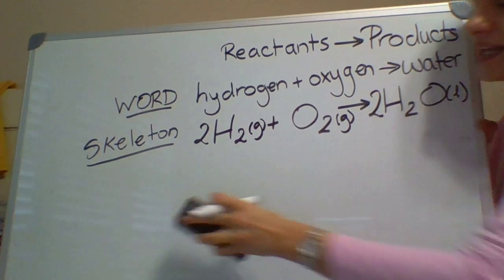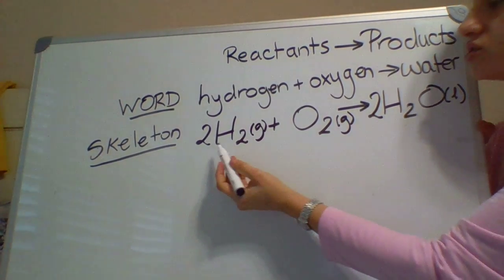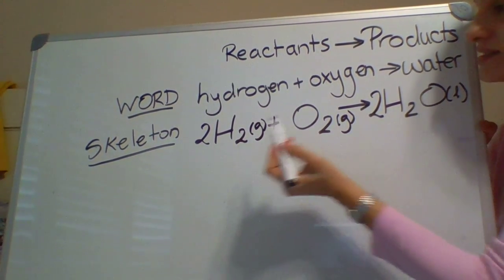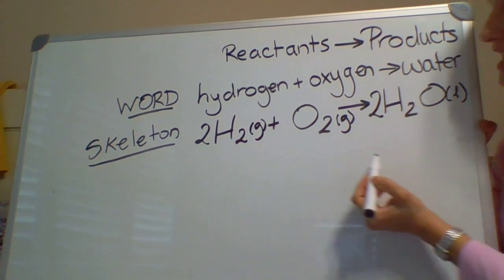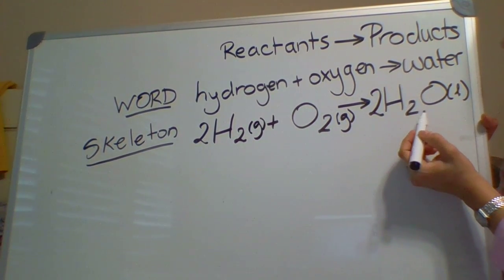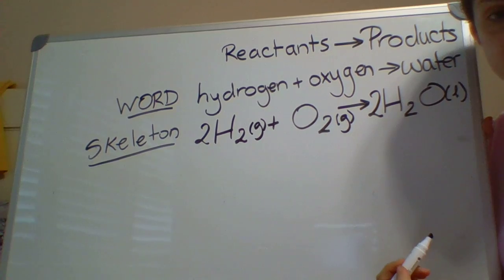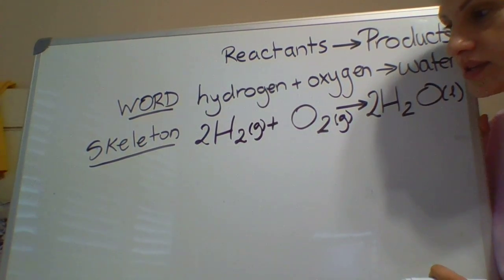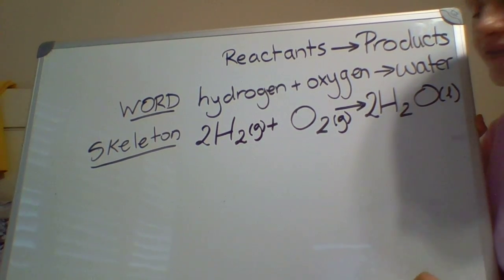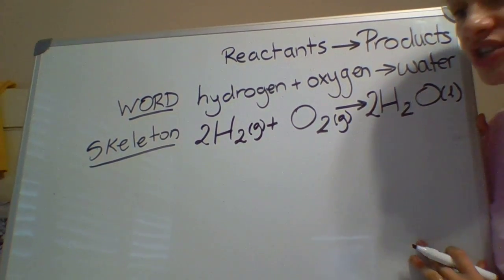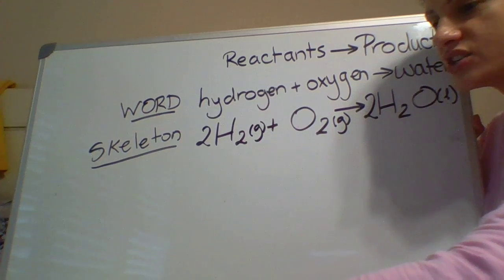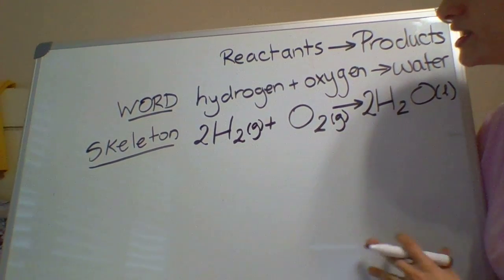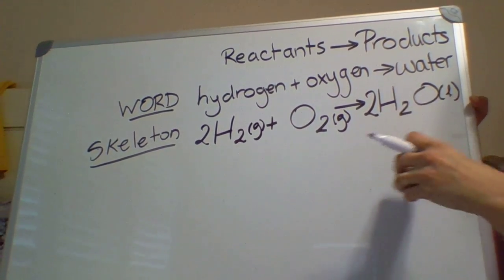So our complete equation would look like 2 hydrogen gas plus oxygen gas gives us 2 water molecules. That is an example of a balanced equation. Now, what if you have more than just hydrogen and oxygen? Let us consider the reaction between aluminum and oxygen.